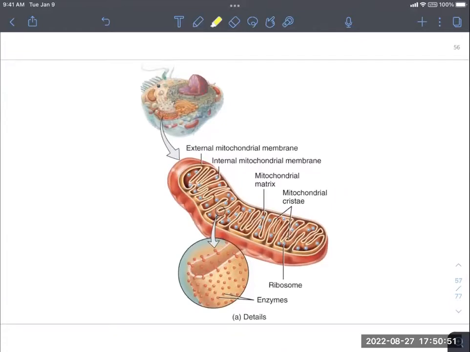So here is a mitochondria. As we can see, because they enlarged, we have a lot of ribosomes creating proteins. We have a matrix. We create all of our ATP in this organelle. This provides us with the energy our cells need to work.